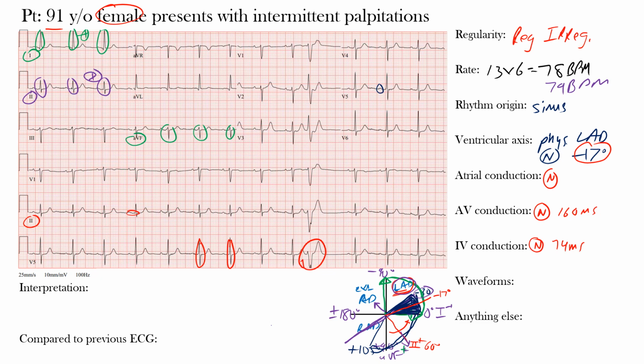Okay, so we will just write no other ones. Okay, so no other waveform abnormalities in this case. So is there anything else that we're missing here? Well, how about the R wave progression in the precordial leads?